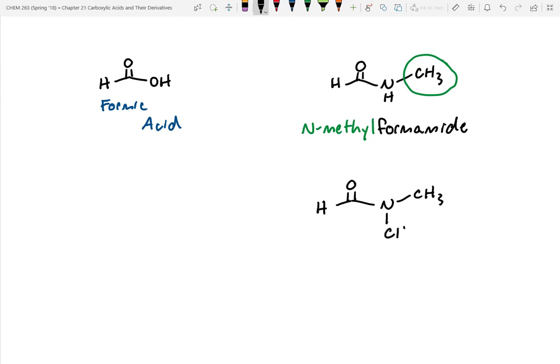This is a common organic solvent. What do you think this could be called? Yeah, in this case, you also want to double the N's, just like with numbering. So you do N,N-dimethylformamide.